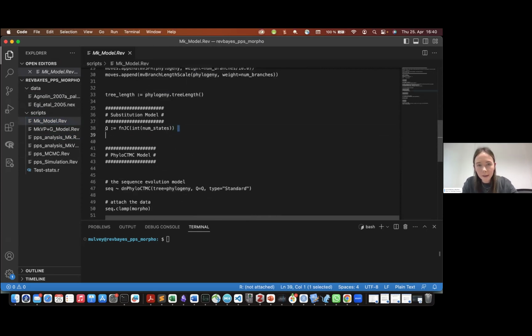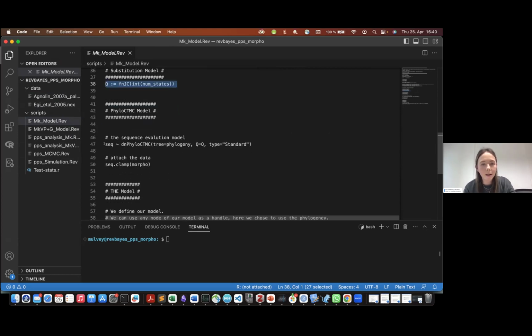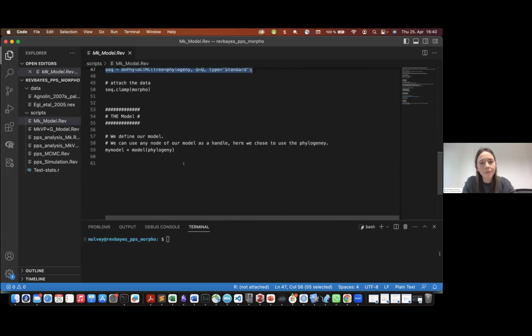This is where we define our substitution model. For an MK model, this is all the information that we need. We just say we want a Q matrix, which, as I said, is a generalization of the Jukes-Cantor model, and then the number of states. So basically a JC model with 4 states. Then we put this into our sequence evolution model. We specify our tree, our taxa names, our Q matrix, and then we have it as standard because we have morphological data.